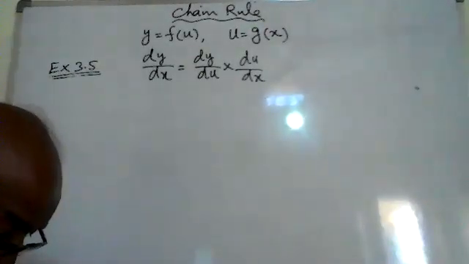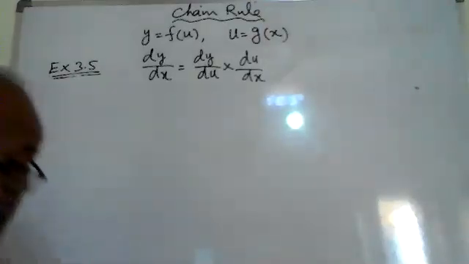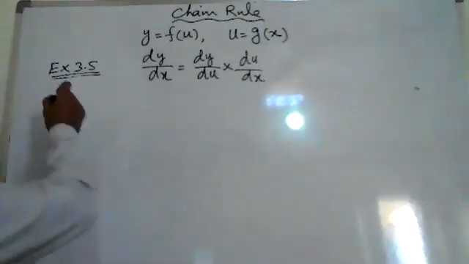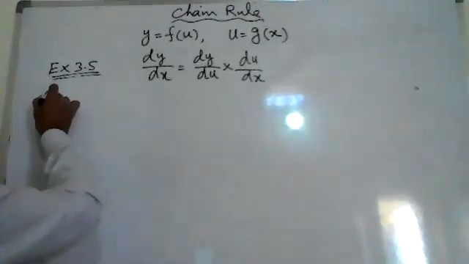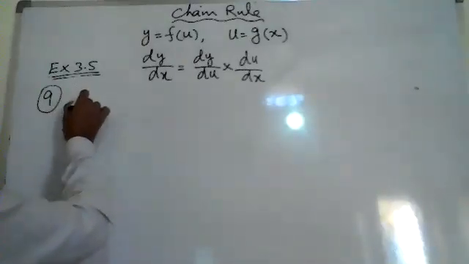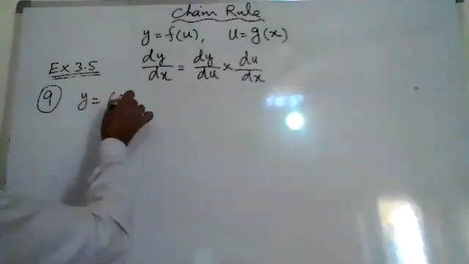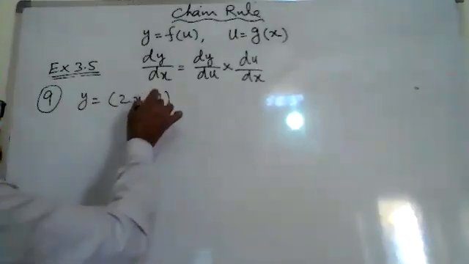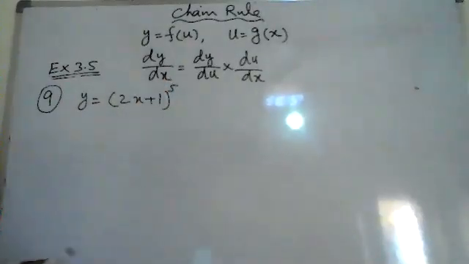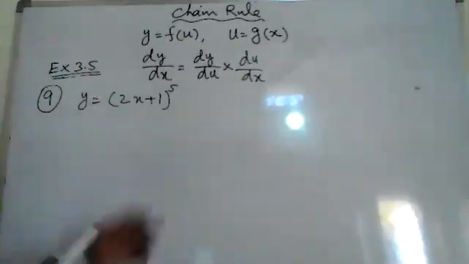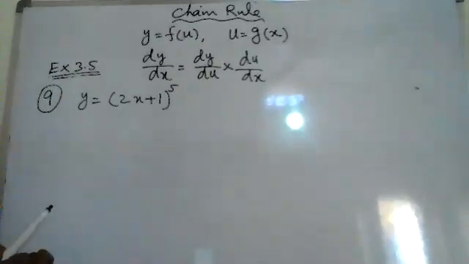y is equal to (2x plus 1) raised to power 5. We can do this directly because y is a function of x directly, but that will also be used as a chain rule. How to do it directly?